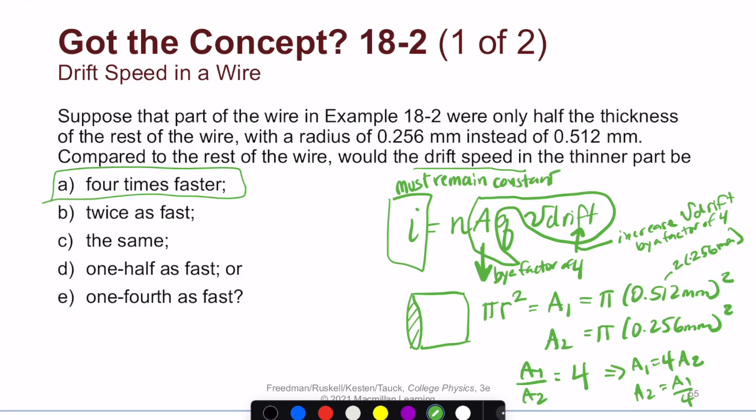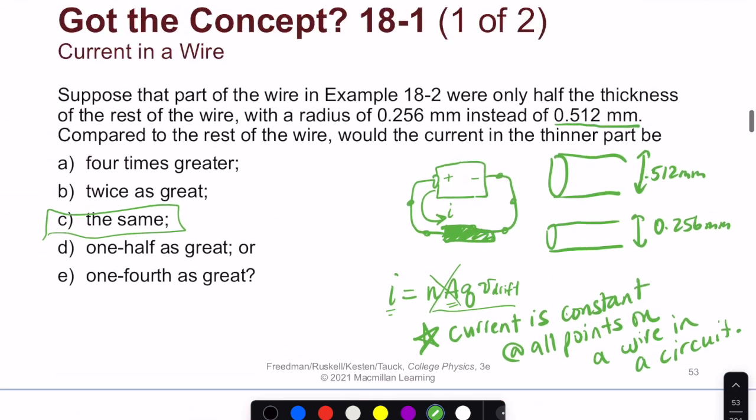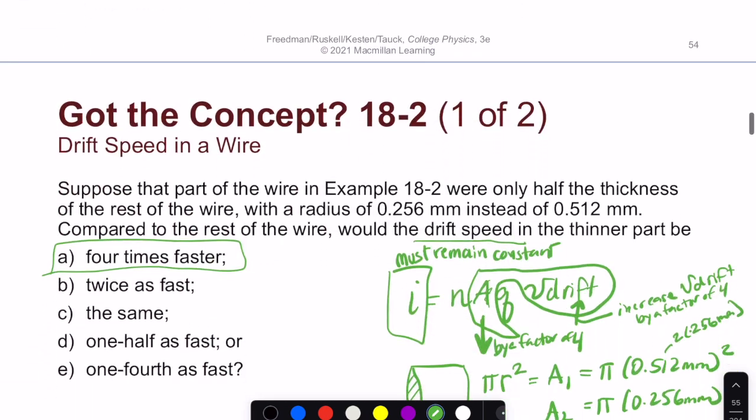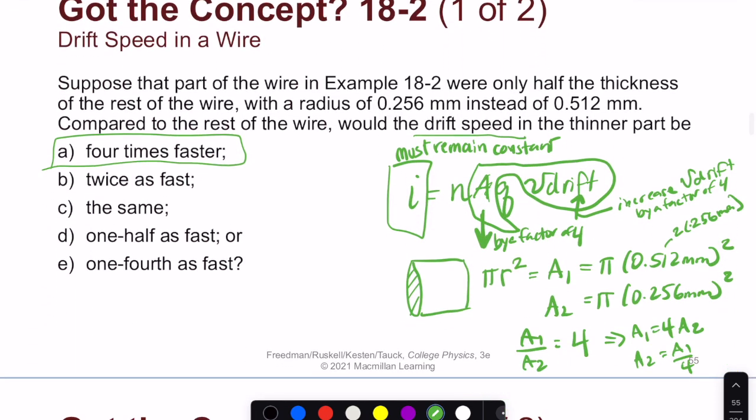So the main concept here is that I is constant throughout the entire circuit, and it doesn't matter if the area changes. I has to be constant. That's an overarching concept here. So that makes this one kind of a trick question. But you can see it makes sense when you look at it now. The concept is that I remains constant because even if the wire dimension changes, what changes to account for that is the drift speed. It's going to either increase or decrease in order to keep the current constant.